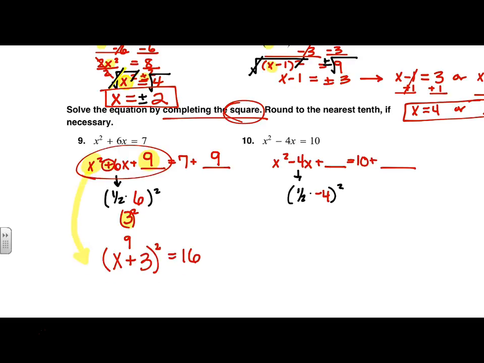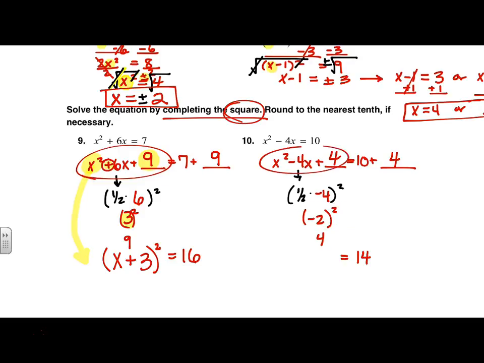For number 10, what's our special number, kiddos? Who needs to be squared? 4 cut in half, though. Negative 4 cut in half is negative 2. And negative 2 squared is 4. Does that make sense? Take the 4. It's our special number that we fill in. So on the right-hand side, we just have 10 plus 4, which is 14. Now, a few of you guys accidentally made it a negative. But negative 2 times negative 2 is a positive 4.